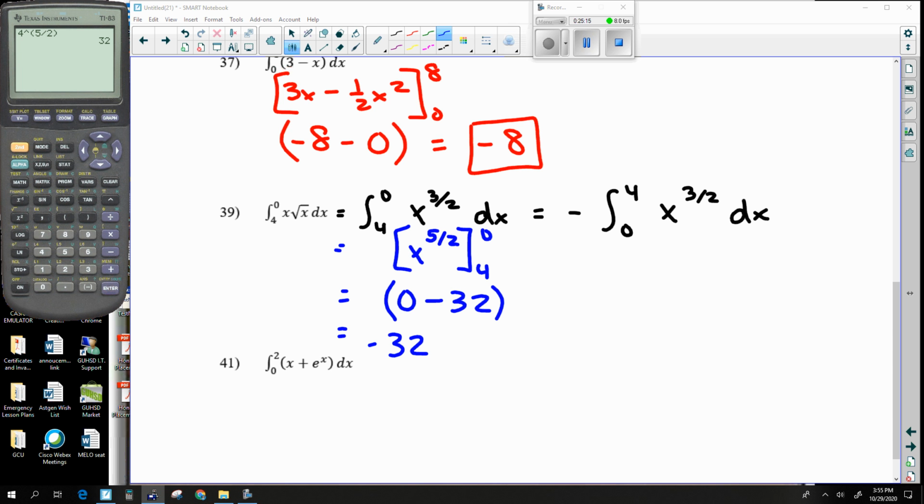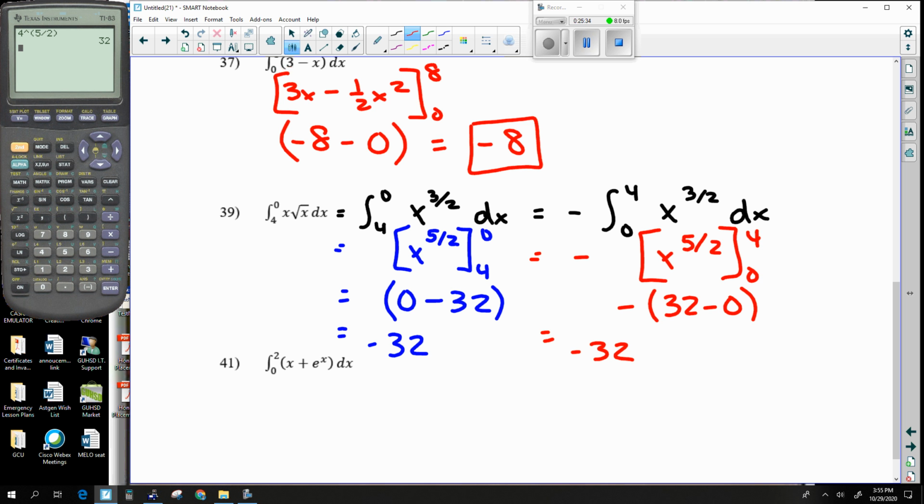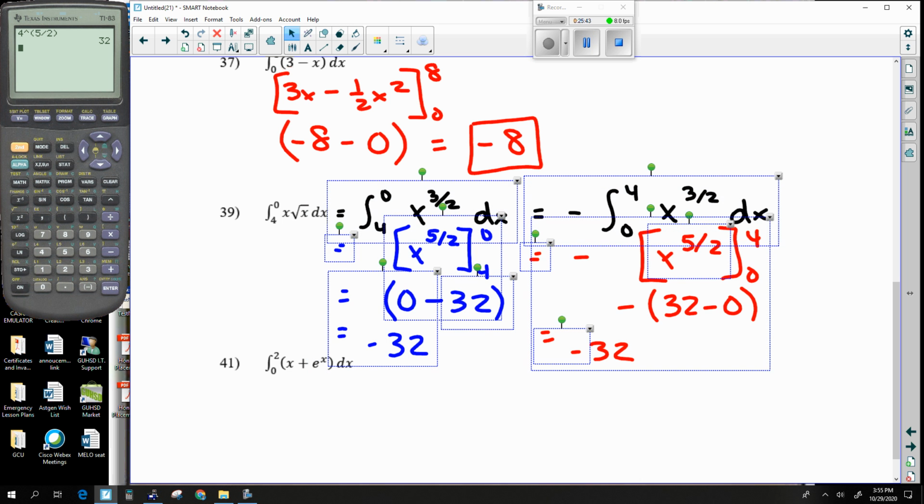All right. Now again, you would have gotten the same answer if you would have done it this way, because this again is 5/2 with an outside negative of 0 to 4. So evaluate at the 4 minus evaluate at the 0 with an outside negative. That still is equal to negative 32, no matter how you slice it. So if you wanted to do it that way, you can absolutely do it that way as well.